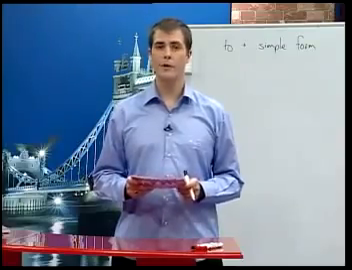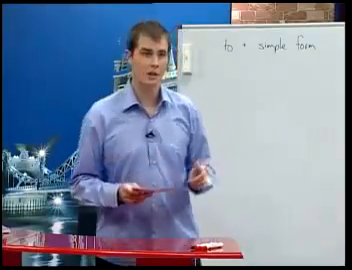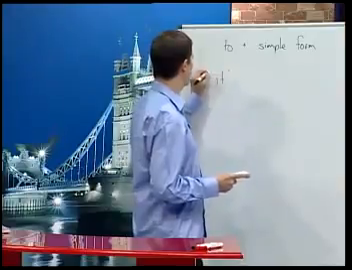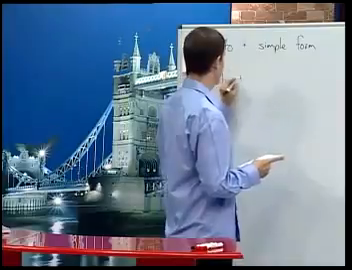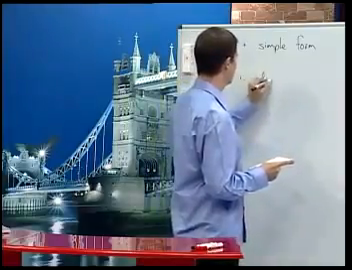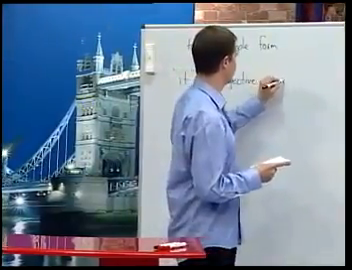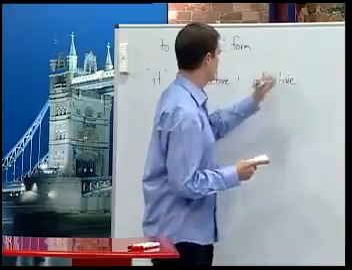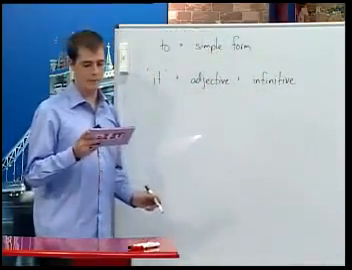Infinitives often follow it as the subject of a sentence, and they follow the adjective. So we can have it plus the adjective plus the infinitive. It plus an adjective plus an infinitive.